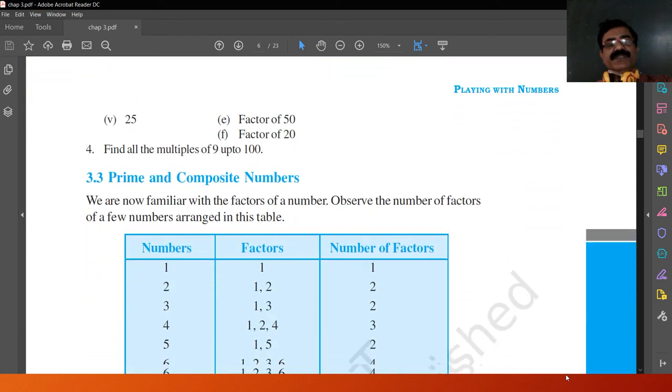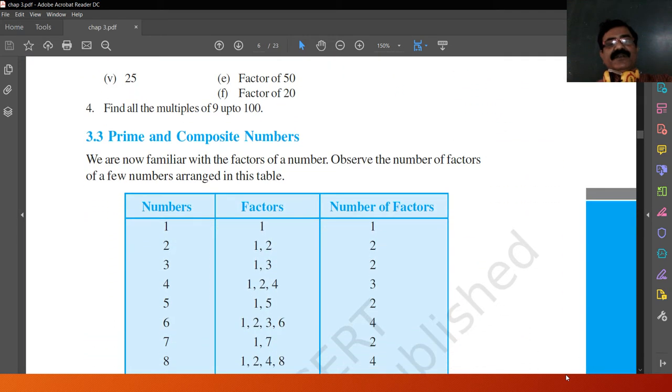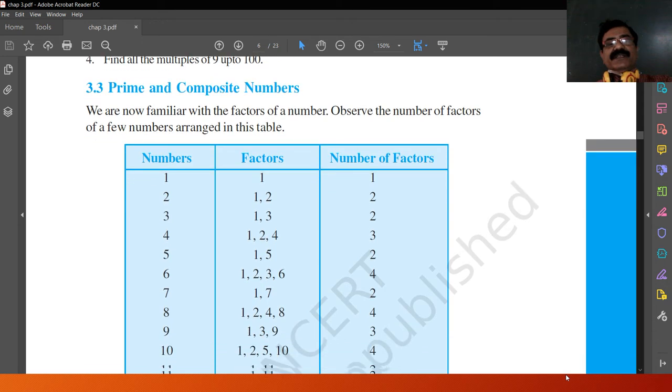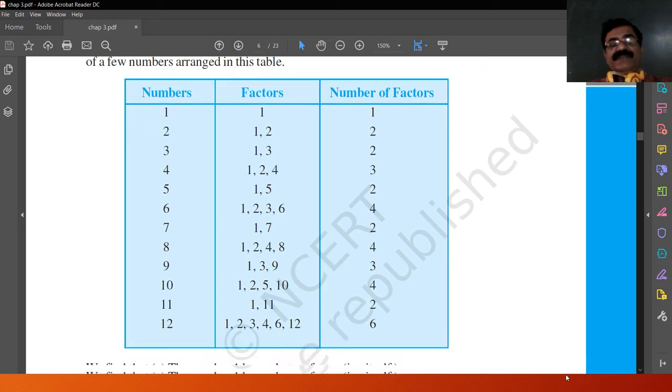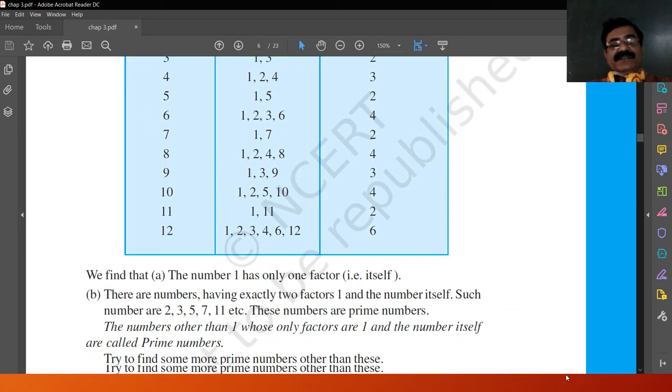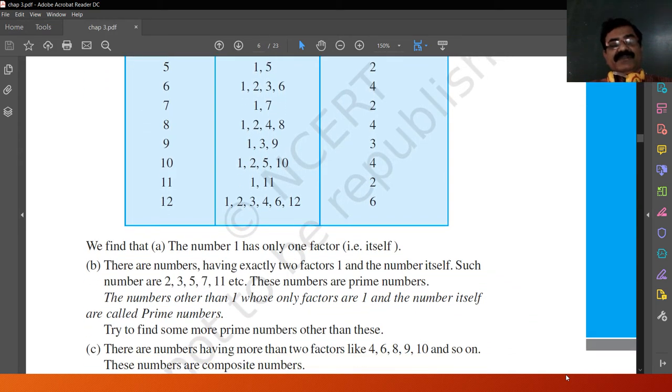Prime and composite numbers. You have to find the factors of the number, and after that we can see that a number other than 1 whose only factors are 1 and the number itself is called a prime number.